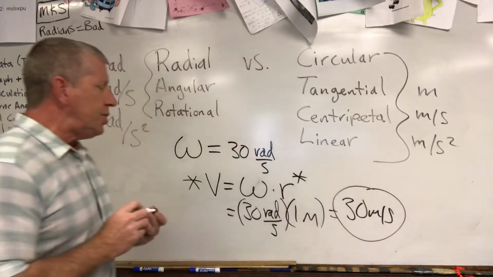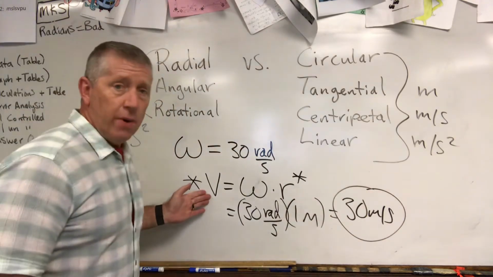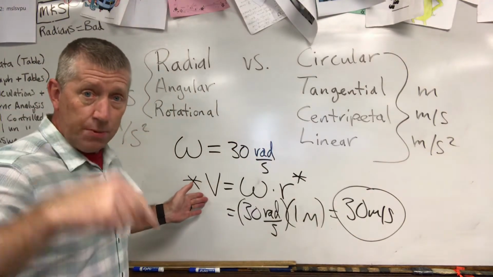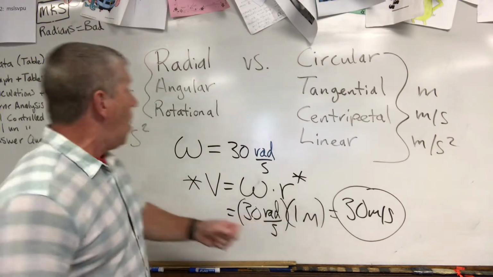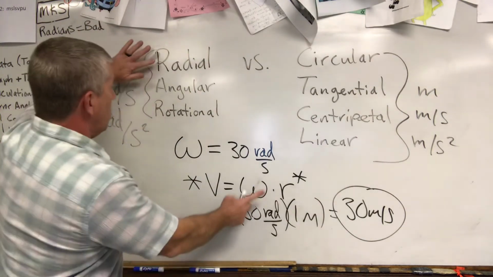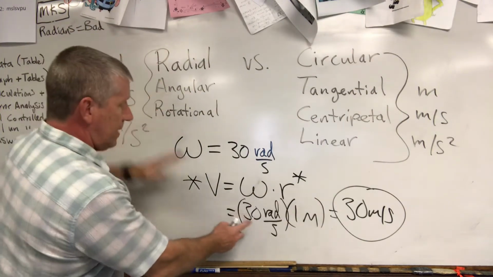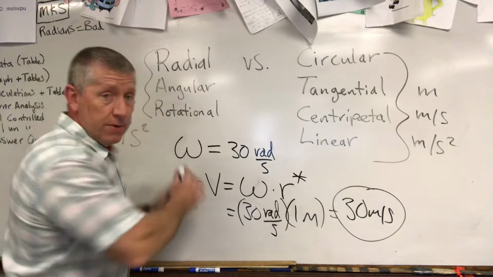So all I have to do to figure out how fast something's going in a unit that I can understand, meters per second, is to multiply the angular velocity, or rotational velocity, or radial velocity. They all mean the same thing. They're all synonyms.